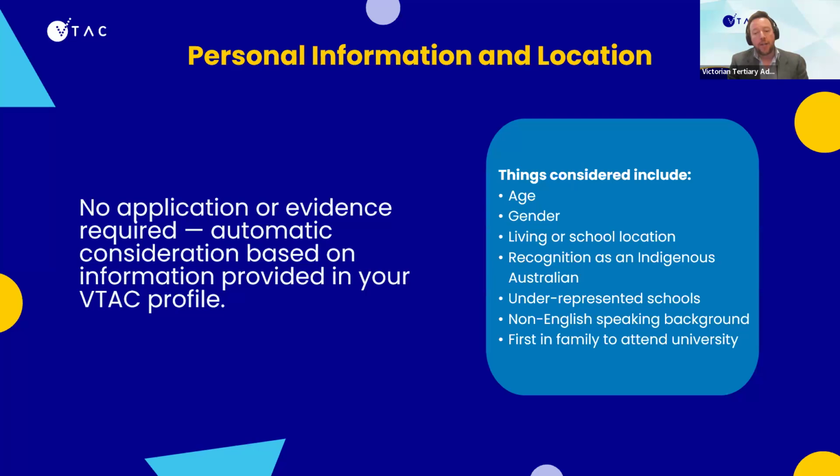Personal information and location uses the information you've already provided when creating your account and profile. So for instance, we know your age and location. We know where you're going to school. You've already told us if you're the first in the family to attend university. We use this information to automatically apply any consideration for which you're eligible. This means that you don't need to do anything for this.